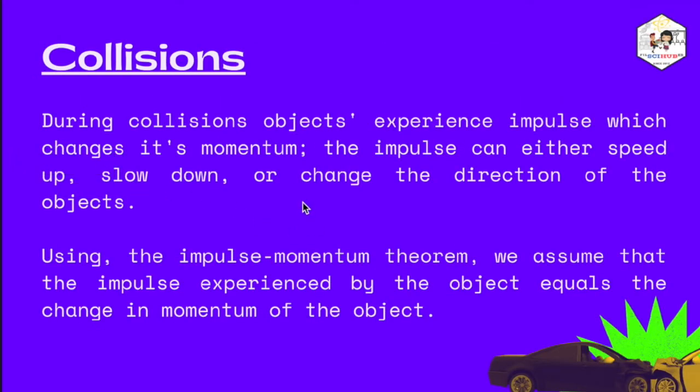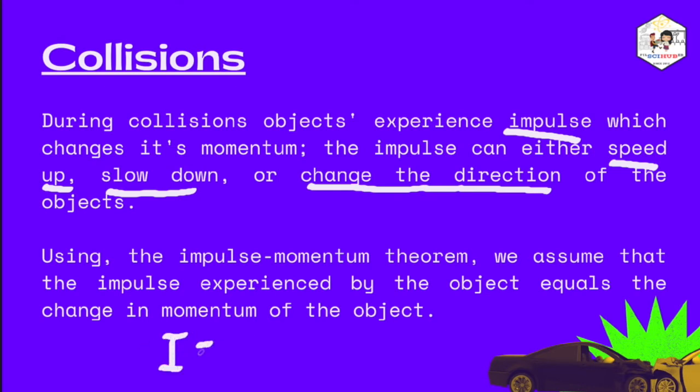Now, the impulse momentum theorem also allows us to use its equation for problems involving collisions, which is how we can meet our MELCs, most essential learning competencies, wherein we relate both impulse and momentum with collisions. During collisions, objects experience force for a specific amount of time, or what we call impulse, which changes their momentum. So the impulse can either speed up, slow down, or change the direction of the objects. Using the impulse momentum theorem, we can safely say that the impulse experienced by the object is equal to the change in momentum of the object.